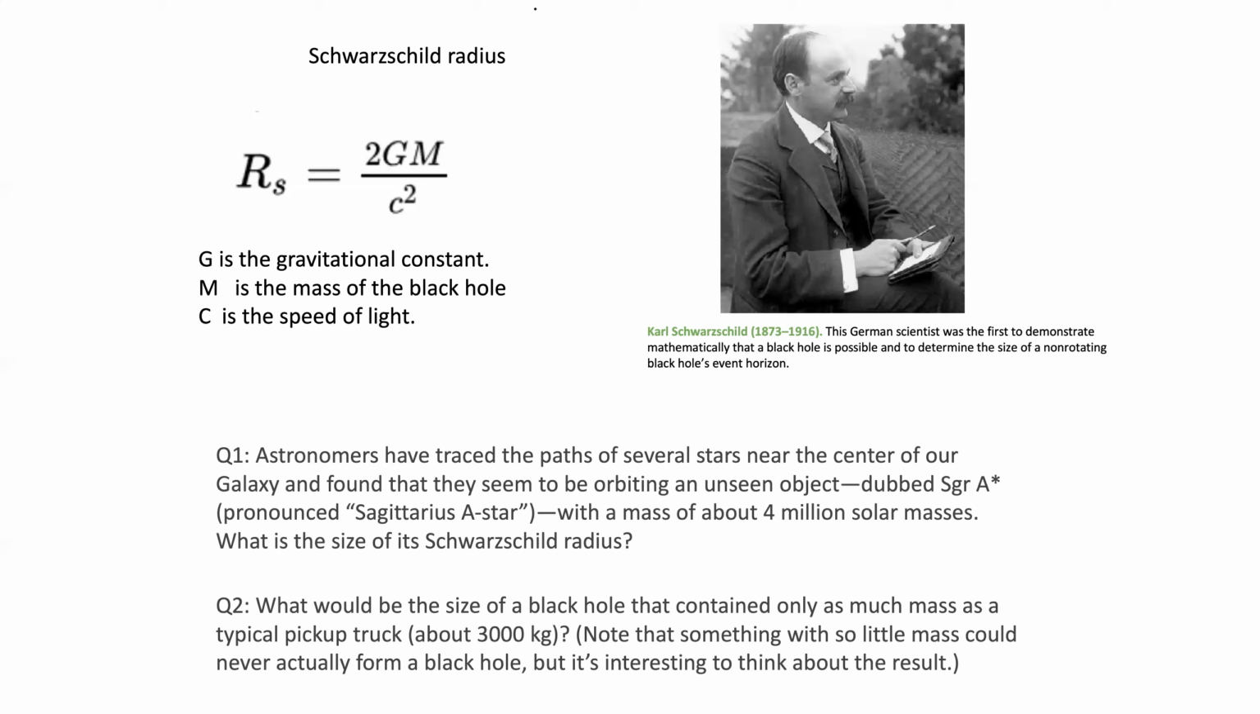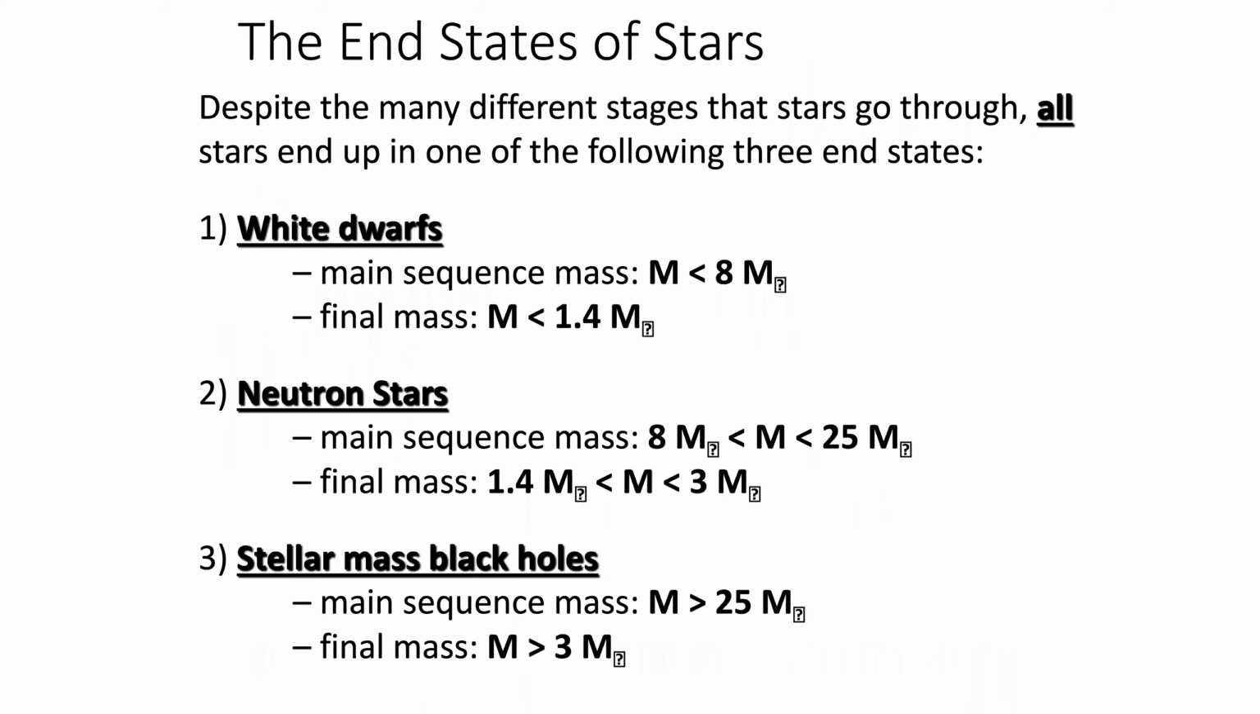The name comes from the scientist Karl Schwarzschild. He is the German scientist who first demonstrated mathematically that a black hole is possible, and determined the size of the event horizon of a non-rotating black hole. And then there is something called the Schwarzschild metric and those kinds of things. We will talk about those when we talk more about the general theory of relativity.